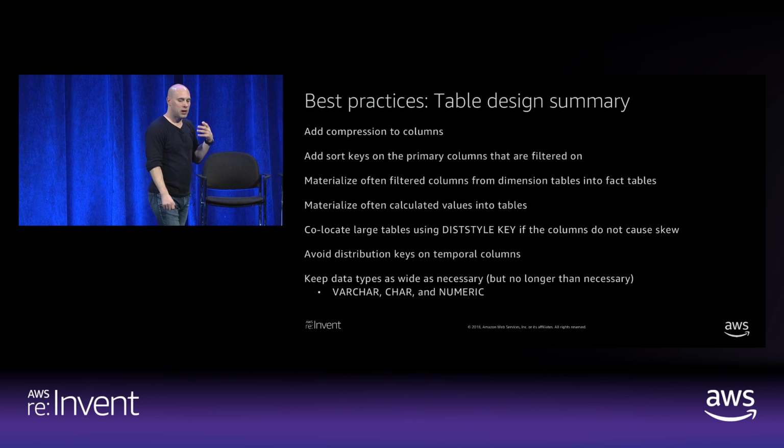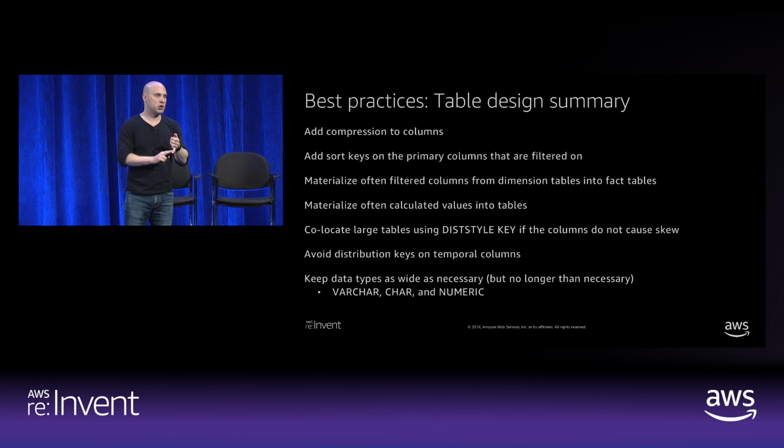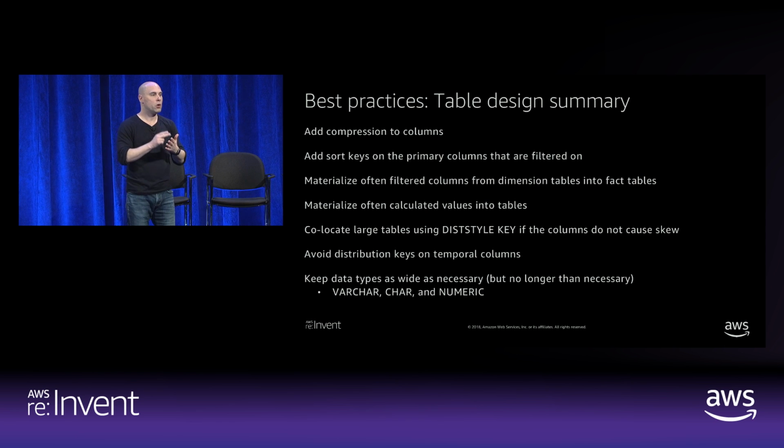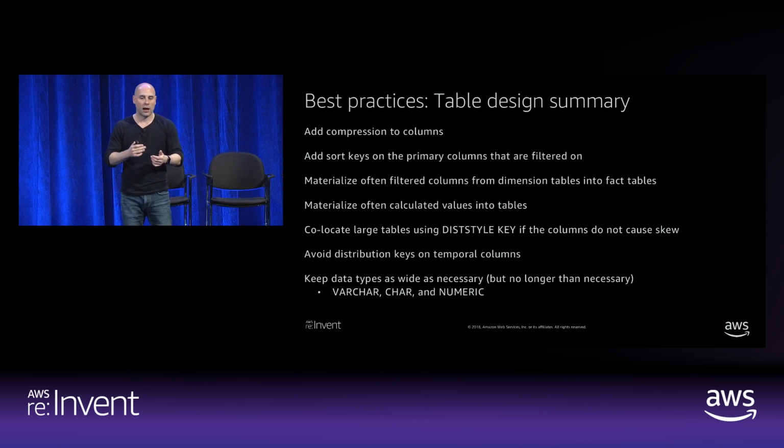So just to summarize the best practices on table design here, we want to add compression in pretty much all of our tables as long as we can. We want to make sure we have sort keys on the columns that we primarily filter on. So this is, like I said, usually timestamps. We want to materialize those columns into our fact table that we're running those predicates on. We want to pre-calculate certain columns where it makes sense. Co-locate columns for our joins.